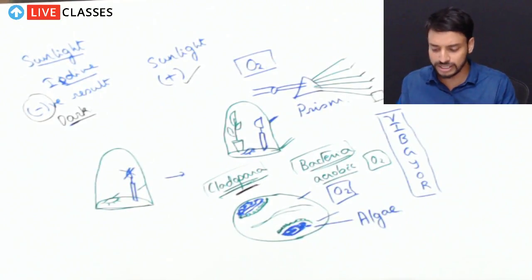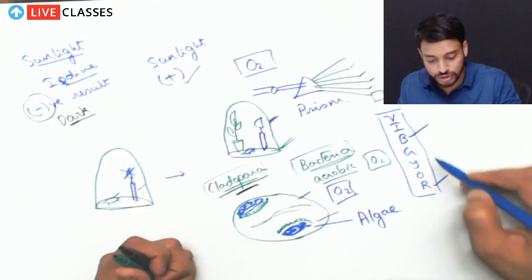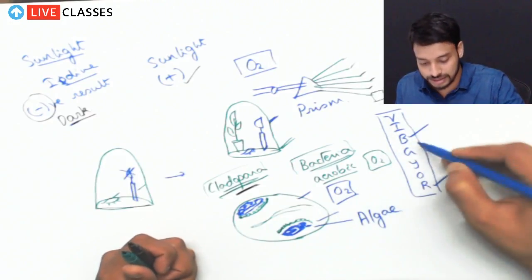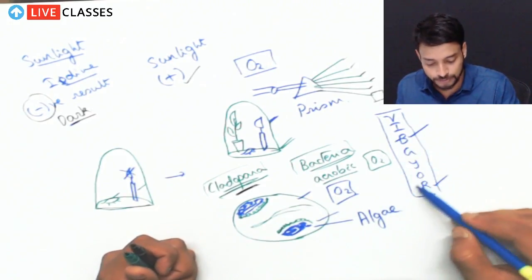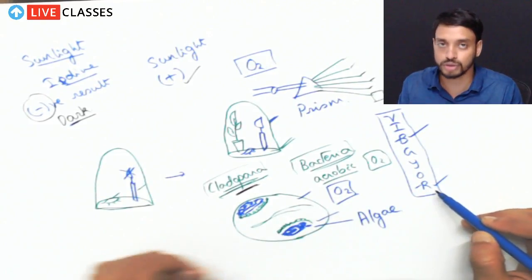Now you know what was interestingly observed? It was observed that blue and red are the regions which, when illuminated by these colored rays, that is blue colored light and red colored light, then only the organisms could perform the process of photosynthesis.